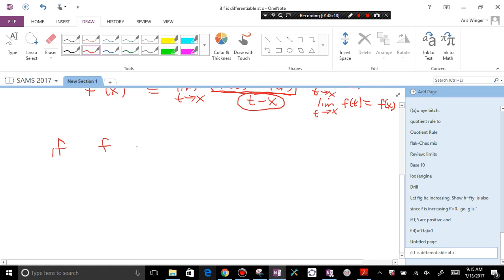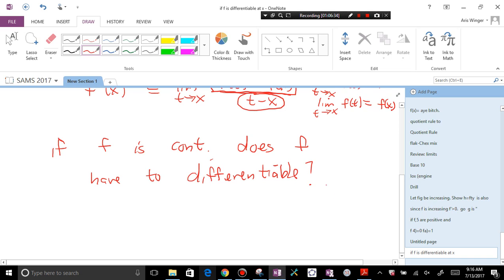If f is continuous, does f have to be differentiable? Yes or no? No. And oh my goodness, right? The notion of mathematics as a language comes up here so easily, because if I asked the street version of this, my 6-year-old daughter would be able to answer this question, right?